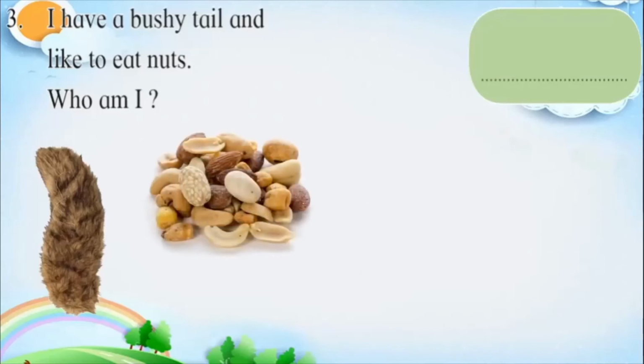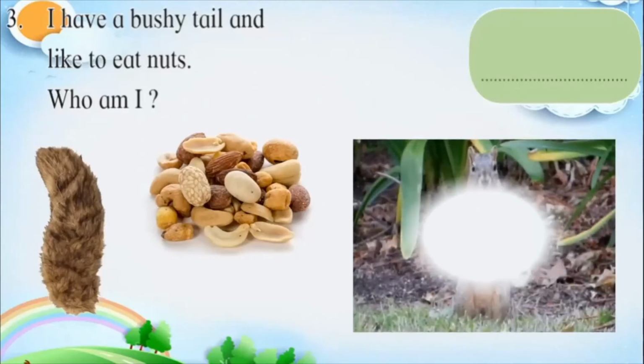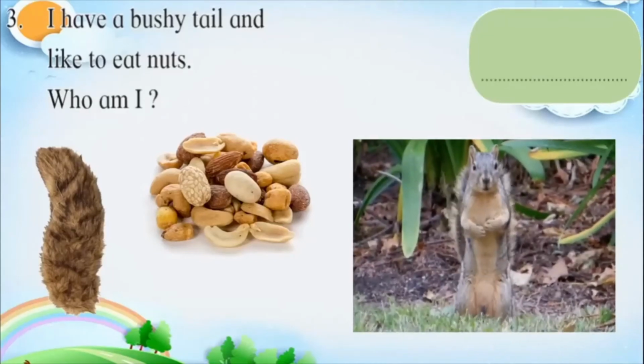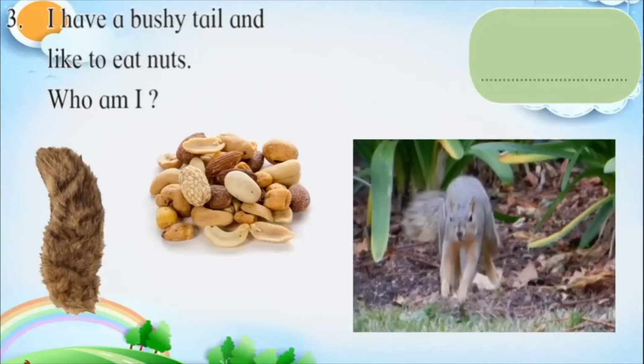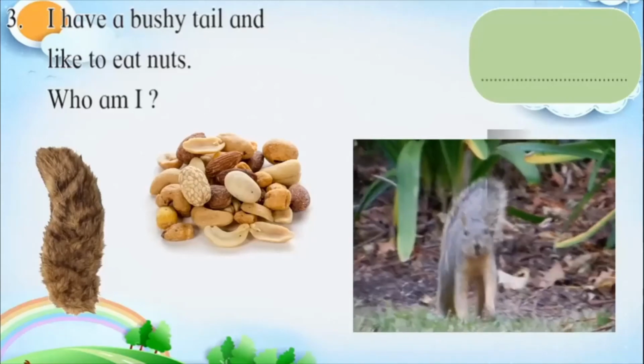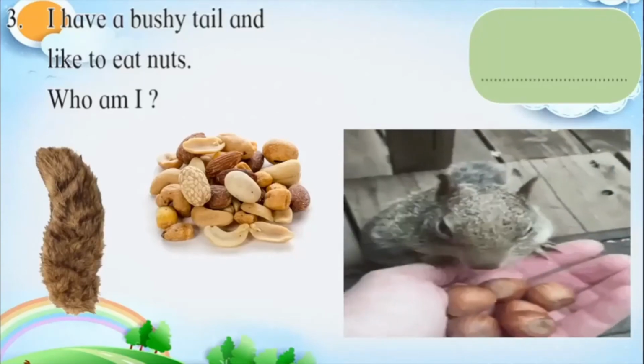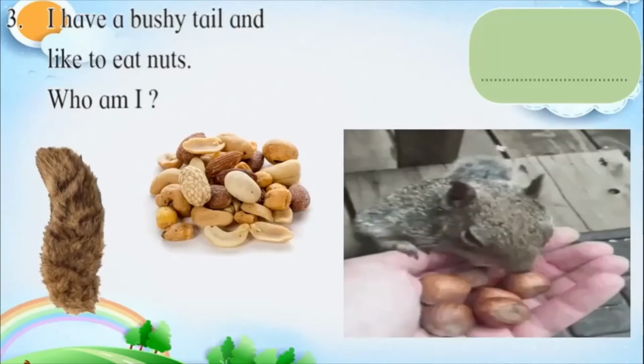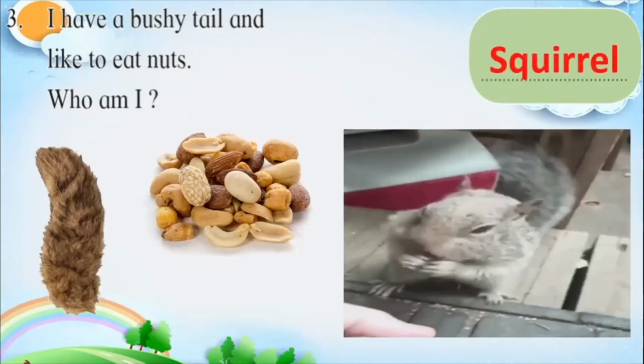I have a bushy tail, tail with lot of hair, and I like to eat nuts. So who am I? I have a bushy tail also, and I like to eat nuts also. So what do you think the answer is? See, which is this animal? Have you seen this animal? We call it as the Gilheri, or we call it as the Kharutai, isn't it? So see, it has got a bushy tail. Can you see the tail? And it also loves to eat what? Nuts. See? So what is the name of this animal? Who is this animal? It is the squirrel.